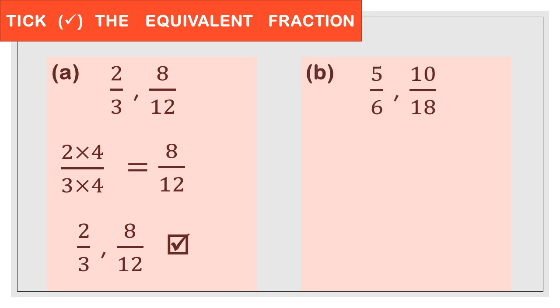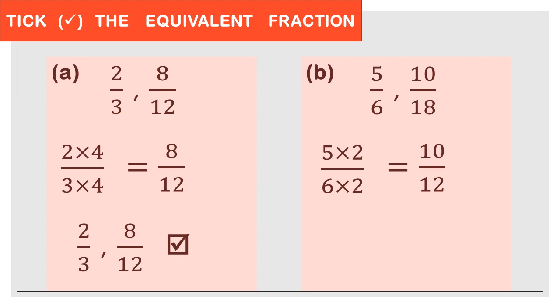Question number B, 5 upon 6 and 10 upon 18. To find the equivalent fraction of 5 upon 6, which number will you multiply to 5 to get 10 in the numerator? Yes, the answer is 2 because 5 2s are 10. So multiply numerator and denominator by the same number 2. 5 2s are 10 and 6 2s are 12. So the equivalent fraction is 10 upon 12.